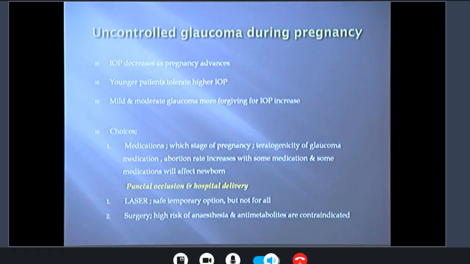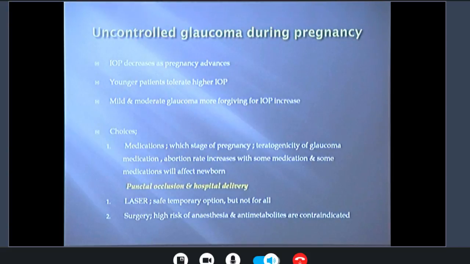And younger patients usually tolerate higher intraocular pressure than older ladies. And if we have a mild or moderate glaucoma with a pressure in the 20s, maybe she can survive the few months of pregnancy without exposing her or the fetus to an extra risk by adding medication that is contraindicated or exposing her to surgery. So what choices do we have?